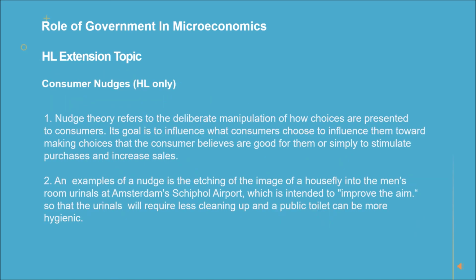Consumer nudges, HL only. 1. Nudge theory refers to the deliberate manipulation of how choices are presented to consumers. Its goal is to influence what consumers choose, to influence them toward making choices that the consumer believes are good for them, or simply to stimulate purchases and increase sales. 2. An example of a nudge is the etching of the image of a housefly into the men's room urinals at Amsterdam's Schiphol airport, which is intended to improve the aim, so that the urinals will require less cleaning up and a public toilet can be more hygienic.